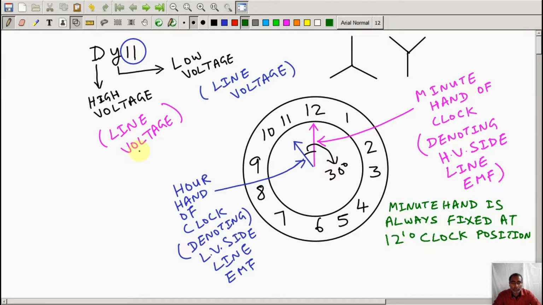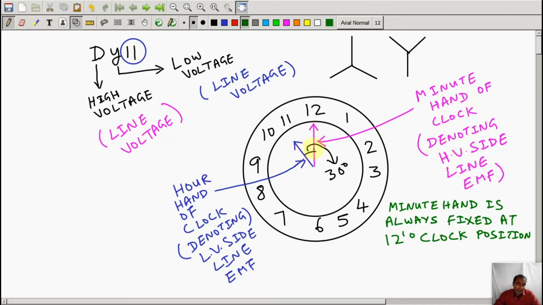In an actual clock, obviously the minute hand is also rotating, the hour hand is also rotating, the speed being different. The second hand is also there, which is not shown because we hardly use the second hand in our day-to-day life. When we are saying any time, we usually say the hour and minute. We don't care about saying the second. So you can ignore the second hand. We have only two hands of the clock: the minute hand and the hour hand.